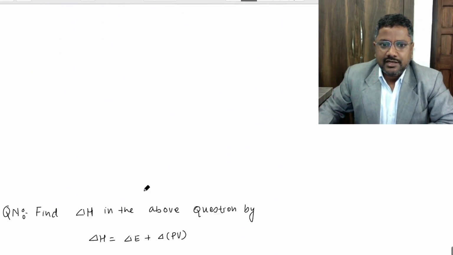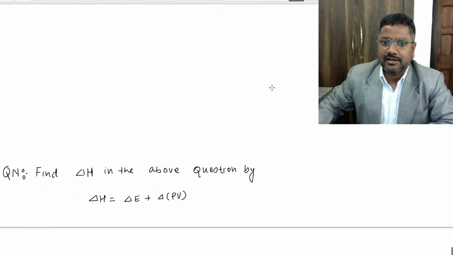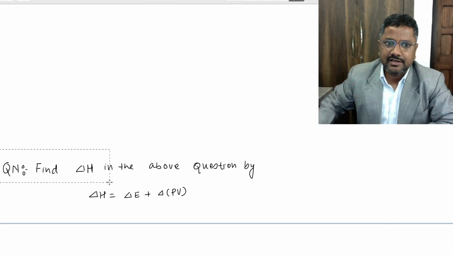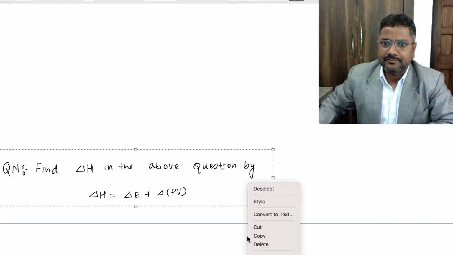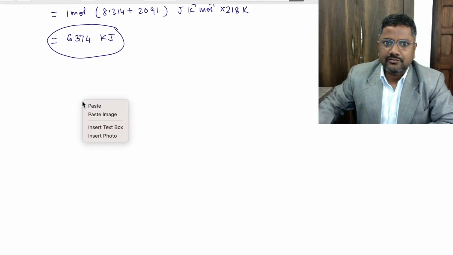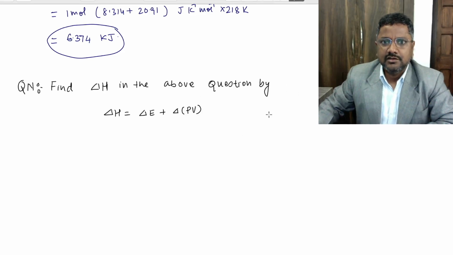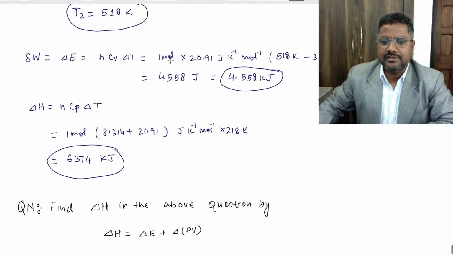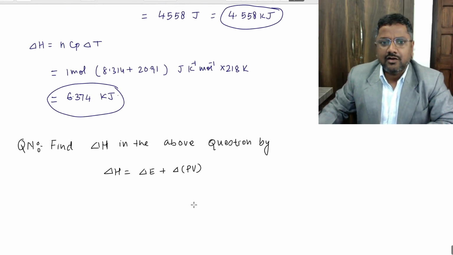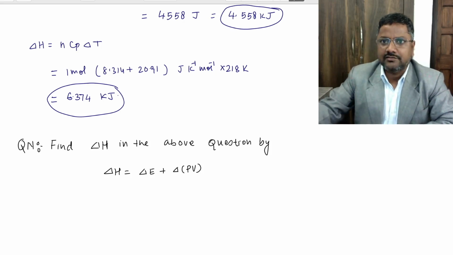Now see, another part of this question I have given here, that we have one more formula for calculation of this delta H. If we try to do the same question with this formula, not with this adiabatic formula, then how to calculate, and on comparison what can we find.